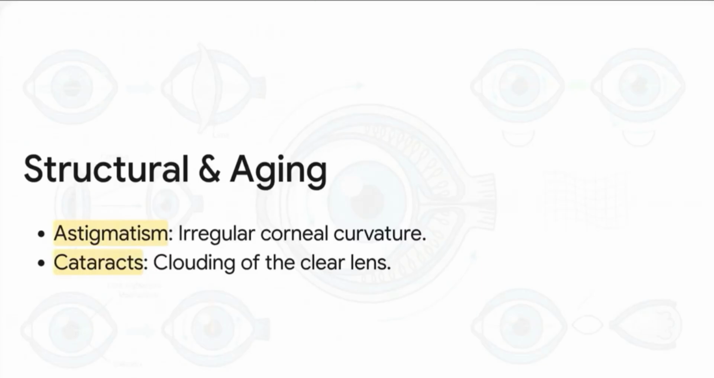Then we have a defect that is intimately tied to aging: cataracts. Earlier, we mentioned the lens needs to be perfectly transparent, but with age, the proteins inside the lens can start to break down and form clumps. These clumps literally cloud the lens. As the cataract grows, it physically blocks light from entering the eye.